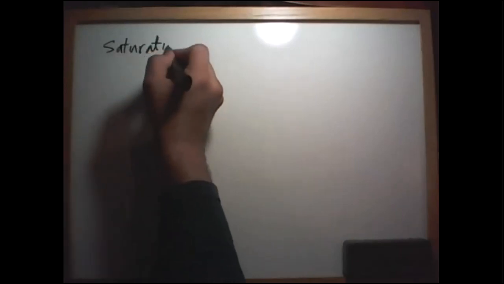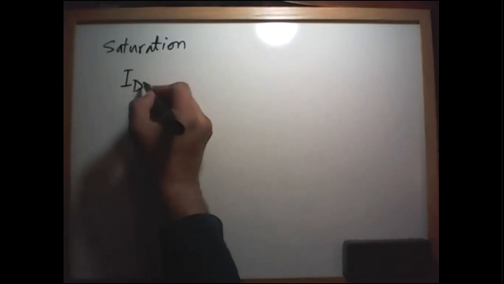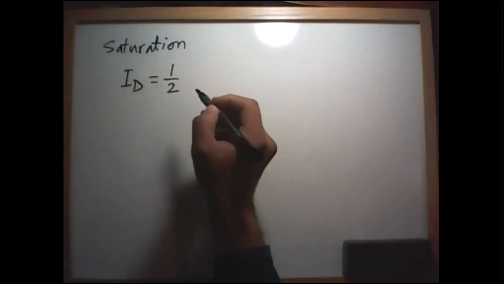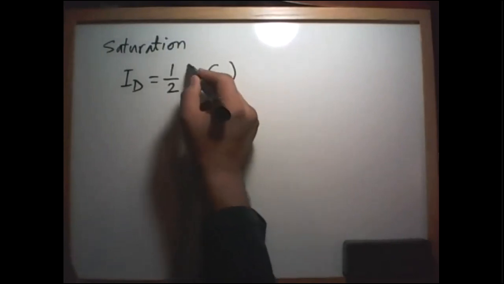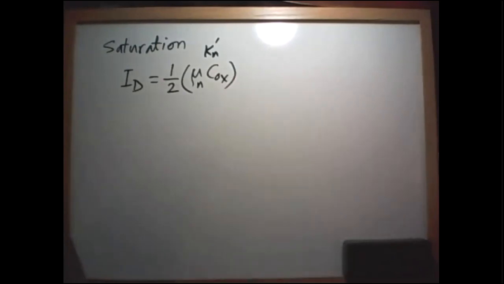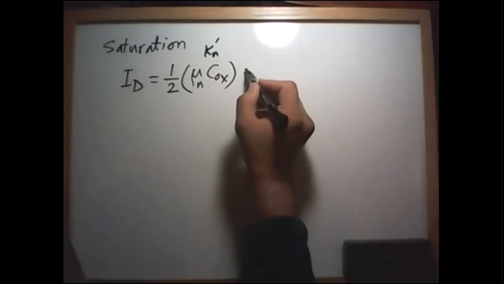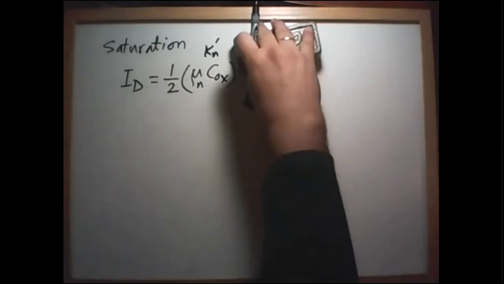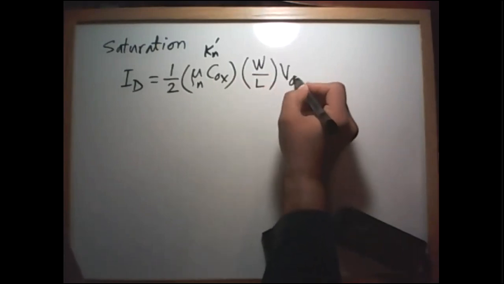MOSFET transistor problems. So if you remember, in saturation, the most famous formula is that ID equals half mu n C oxide, and this value here we call Kn prime, times W over L, the width over length, times V overdrive squared.